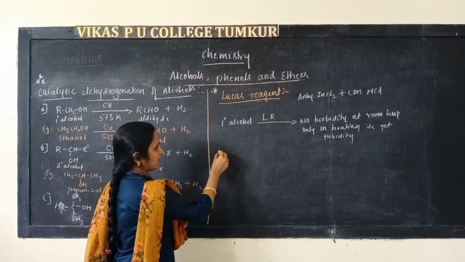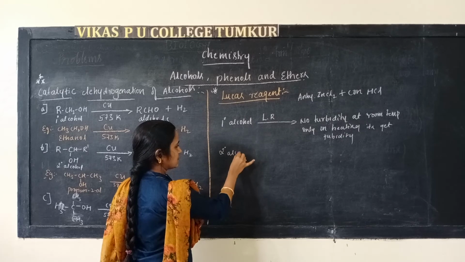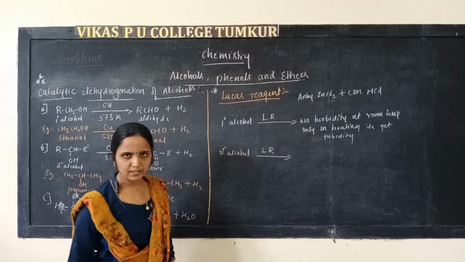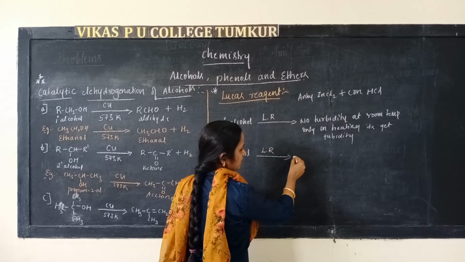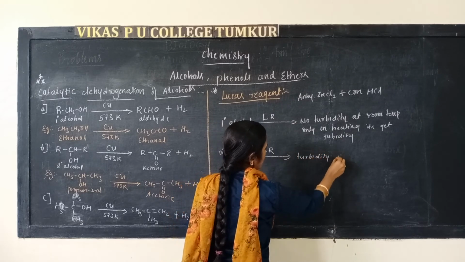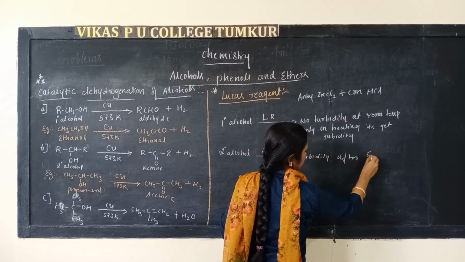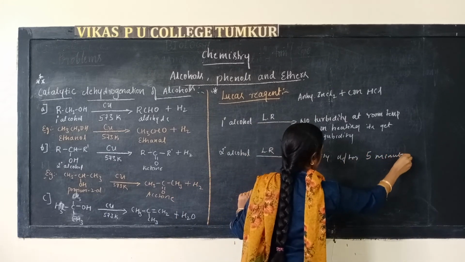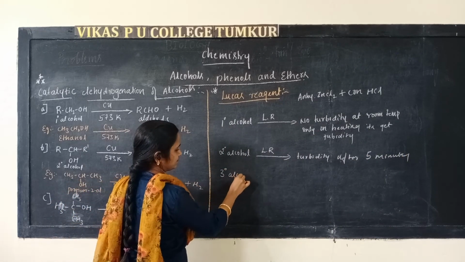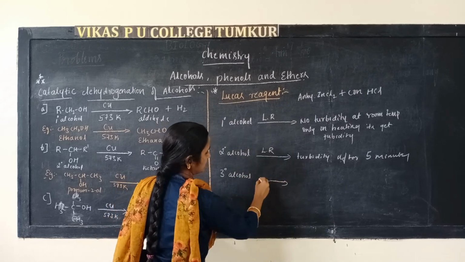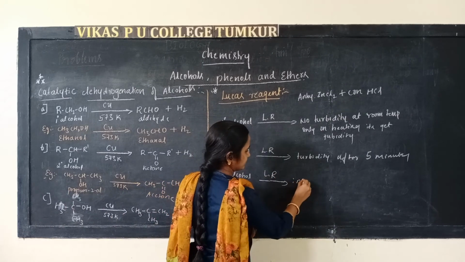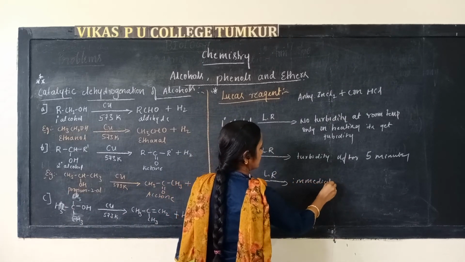If the secondary alcohol is treated with the Lucas reagent, it gives turbidity after 5 minutes. This is about the secondary alcohol. If the tertiary alcohol is treated with the Lucas reagent, it gives immediate turbidity.